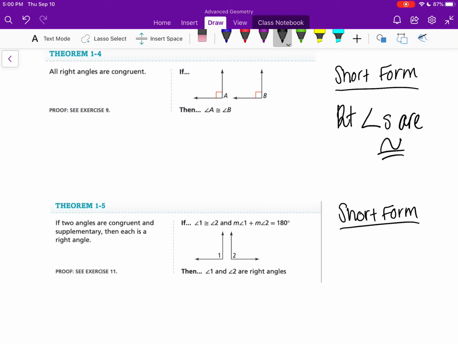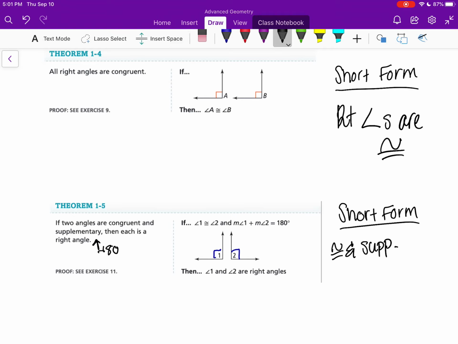And then our next one tells me that if two angles are congruent and supplementary, so they add to be 180, then each is a right angle. So if you have two angles that are congruent and they add to be 180 degrees, then they have to both be right angles. And if we think about that, that kind of makes sense because there's no way we could add two things that are the same in total to be 180 besides 90 plus 90. So in short form, this would be congruent and supplementary.